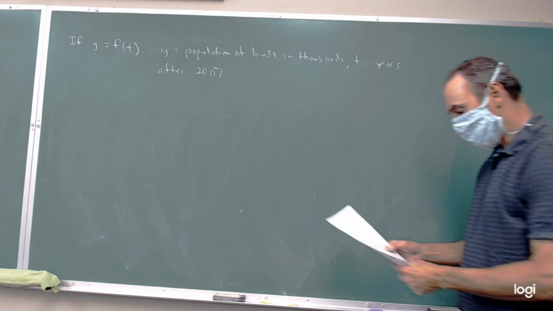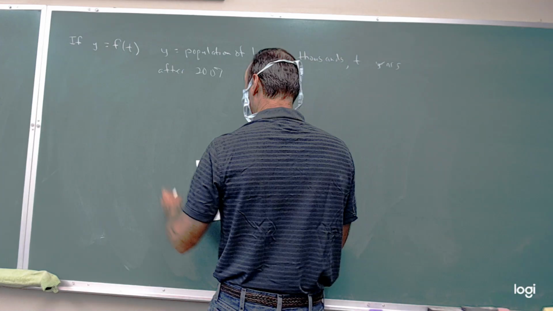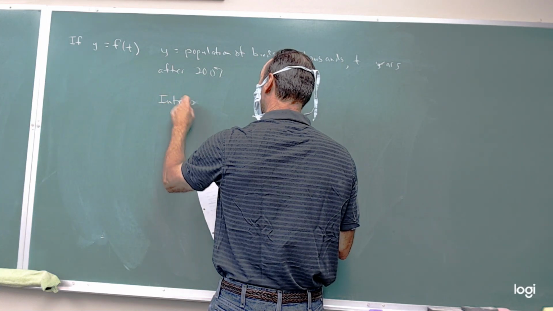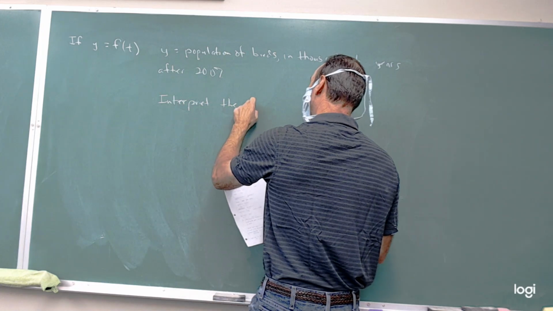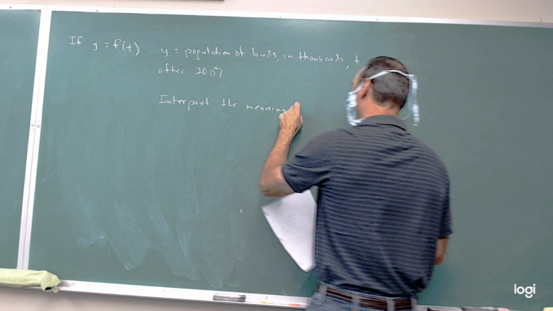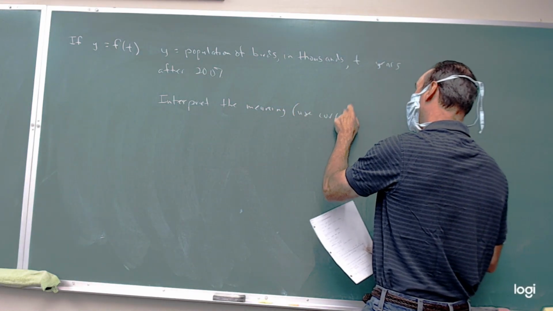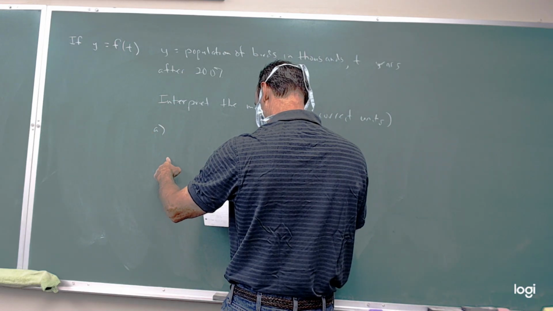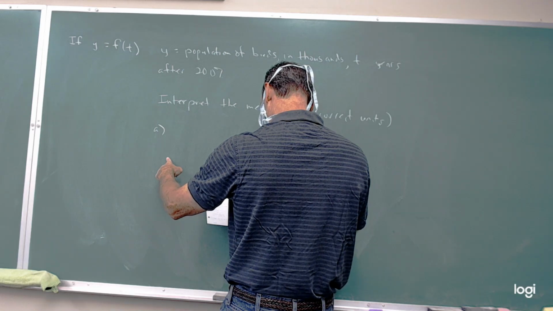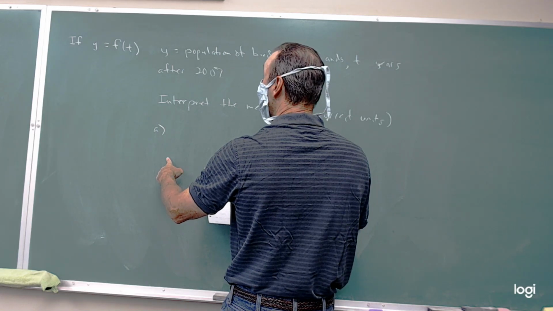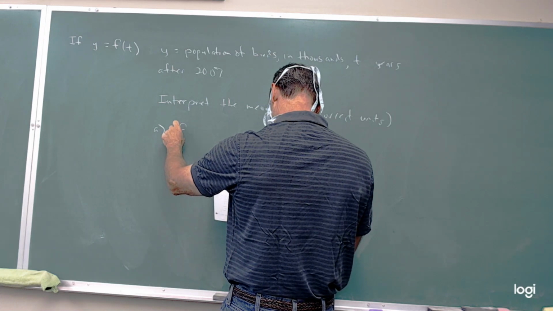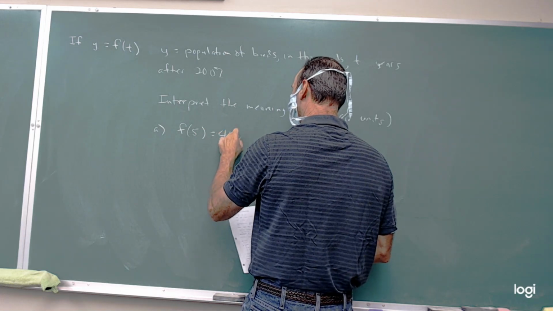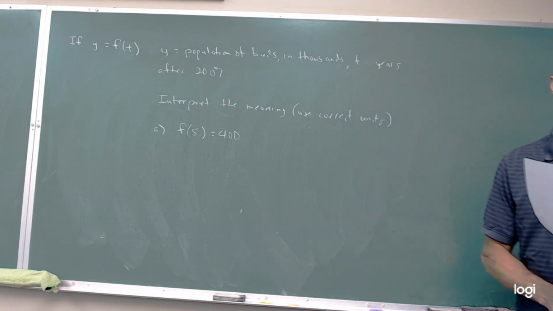Okay, then what I'm going to ask you is to interpret the meaning, and I want correct units here. So use correct units. So first, I want to know what does f of 5 equal to 400 represent?